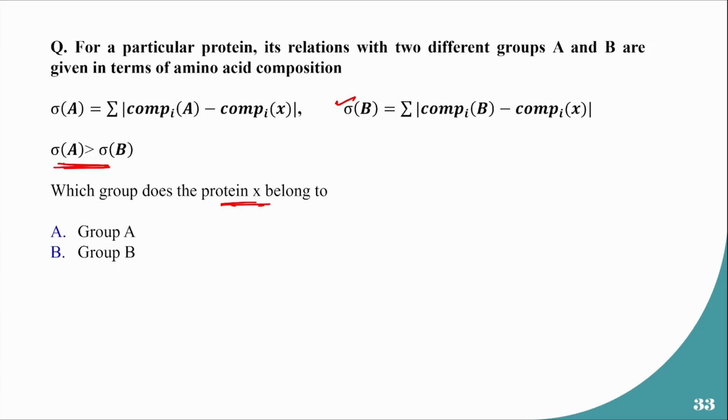And for this deviation value, you have some sort of relationship. For example, sigma of A is shown to be greater than sigma of B. So then if you are asked, okay, the protein X belongs to which of these groups? What will be the answer?